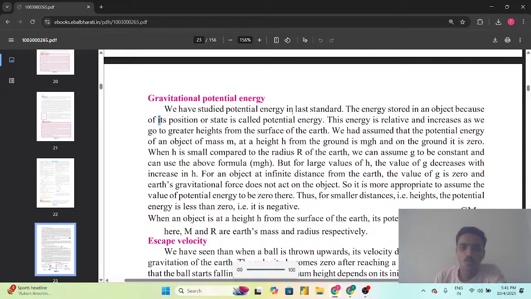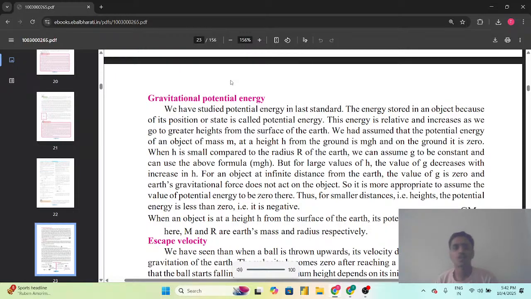We have studied potential energy in the last standard. Firstly, what is energy? That is the energy which an object gets when the object is in motion, or the energy which is stored in the object. So we have two types of energy, that is the potential energy and the kinetic energy. Potential energy is the energy which an object has due to its specific state or position. And the kinetic energy is the energy which an object gets when the object is in the state of motion.